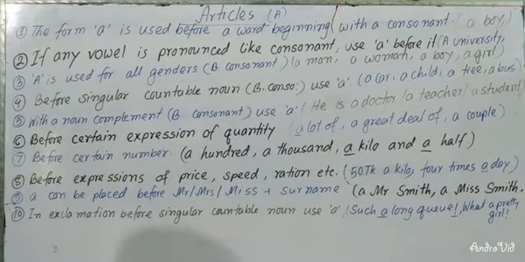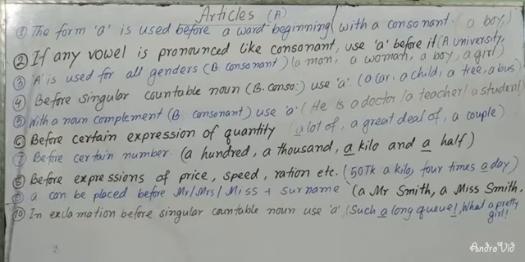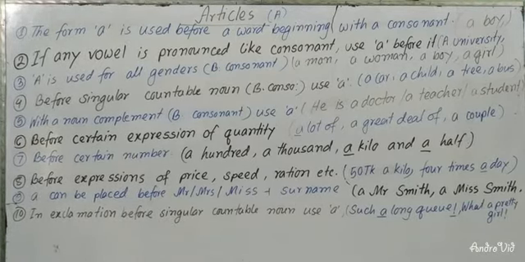You can see here there are 10 rules. 1, 2, 3, 4, 5, 6, 7, 8, 9, 10. There are 10 rules for you. I hope these 10 rules will make it clear why you should use a. I am going to explain them one by one.